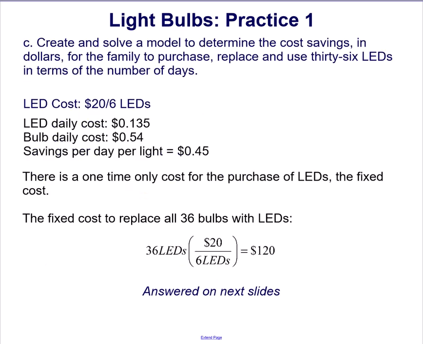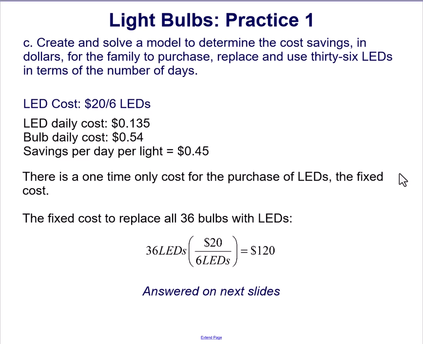And now we're going to move on to Part C. Part C reads, create and solve a model to determine the cost savings in dollars for the family to purchase, replace, and use 36 LEDs in terms of the number of days. So here again, we have the information we've calculated, the cost of LED bulbs, the LED daily cost, the bulb daily cost, and we just calculated the savings per day per light.